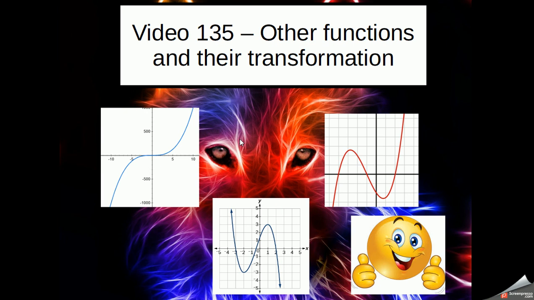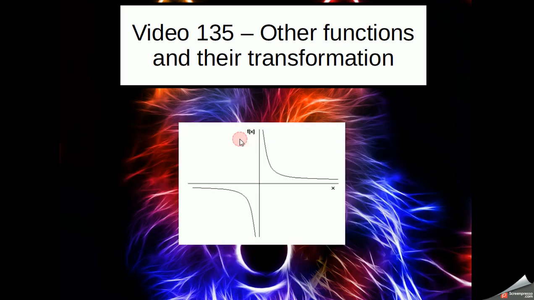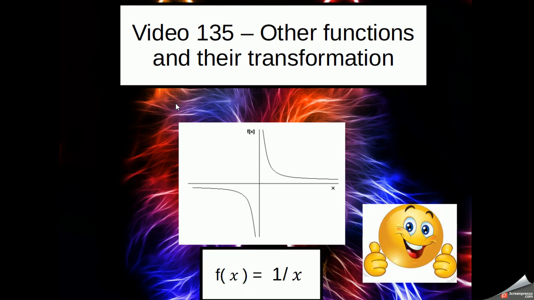So that's cubic functions and what to look out for. This function then is a reciprocal, so 1 over x. For instance, where x is 1, 1 divided by 1, y would be 1. Where x is a half, 1 divided by a half is 2, so y is 2. Where x is, say, 10, 1 divided by 10 is a tenth, so y is a tenth.